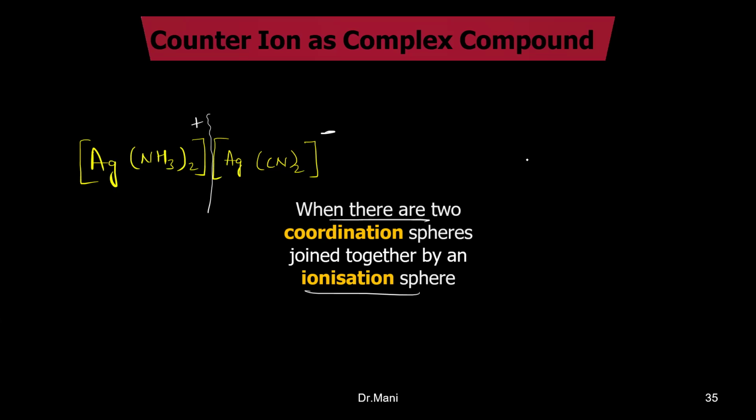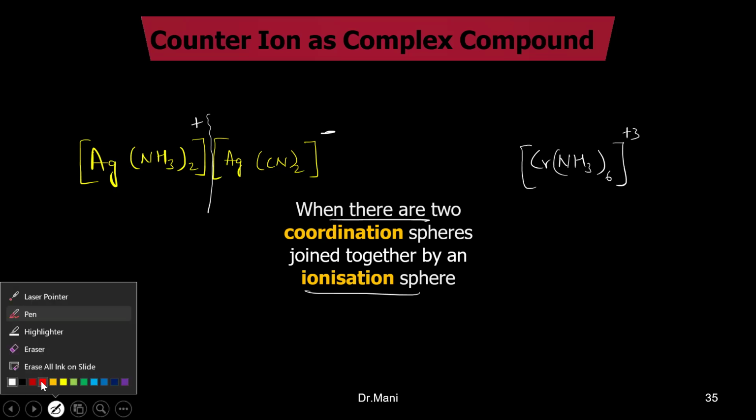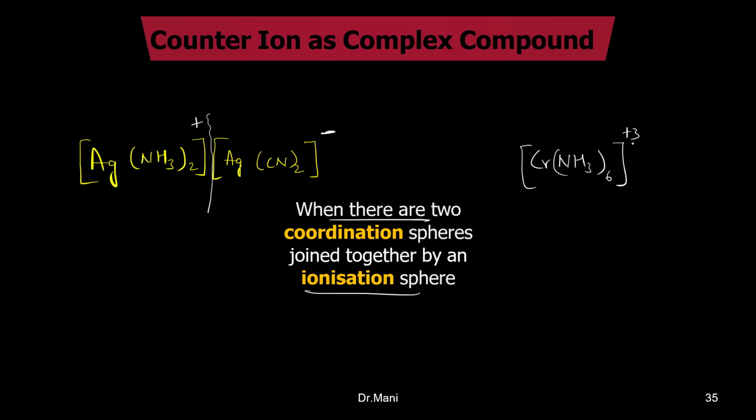You can take another example, like [Cr(NH3)6]3+, which is one coordination sphere joined with another coordination sphere, [Co(CN)6]3 minus. Both have opposite charges, they attract towards each other and they join. Is that clear?